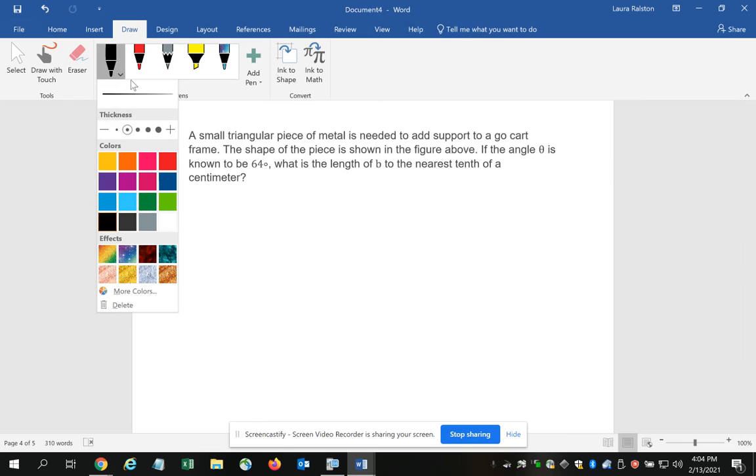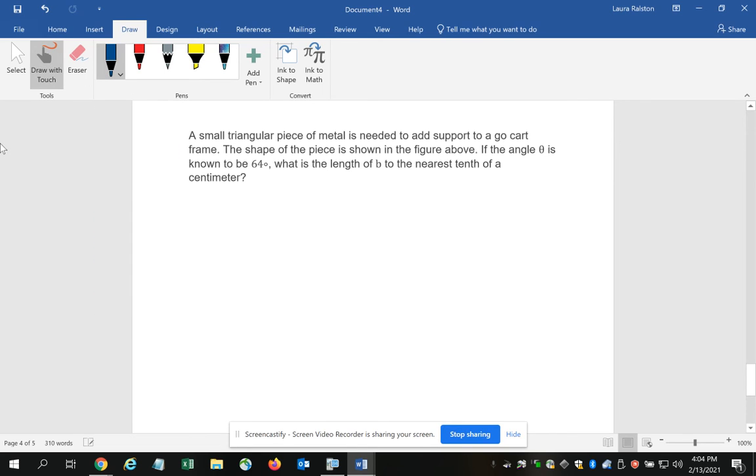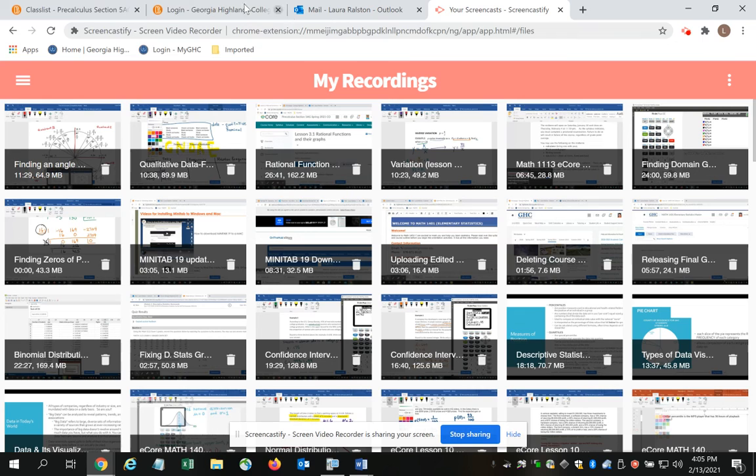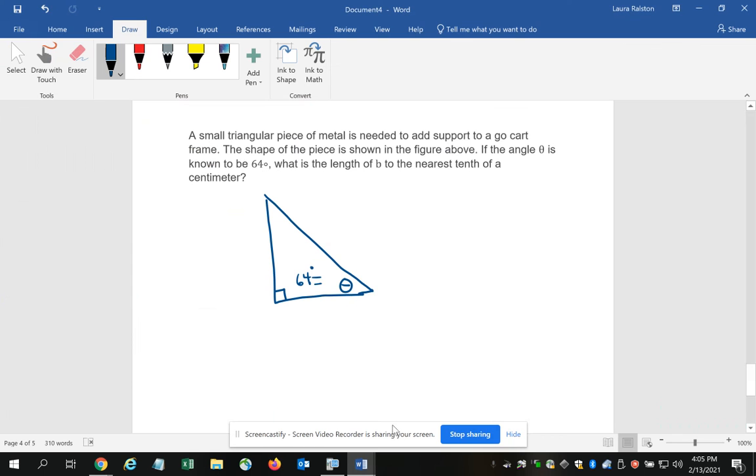All right, one more before we finish up this example video. It says, a small triangular piece of metal is needed to add support to a go-kart frame. The shape of the piece is shown in the figure below, and I forgot to add it, so I'm going to draw it in. Okay, so we have a small triangular piece of metal. It is a right angle, and it says if the angle theta is known to be 64 degrees, what is the length of B to the nearest tenth of a centimeter? Well, I guess I really did need that picture, and I don't have it, so unfortunately, we'll kind of make it up.